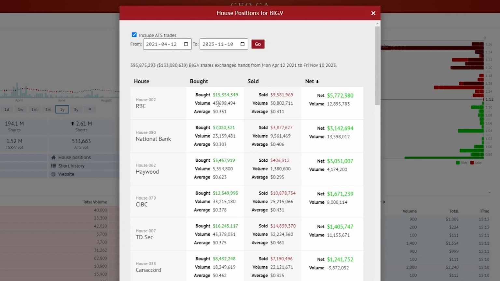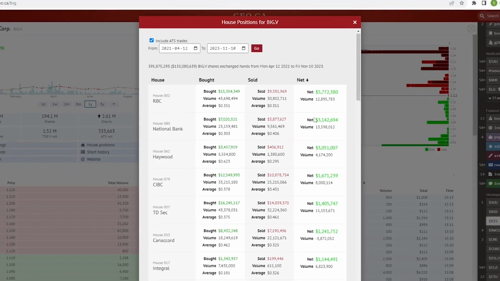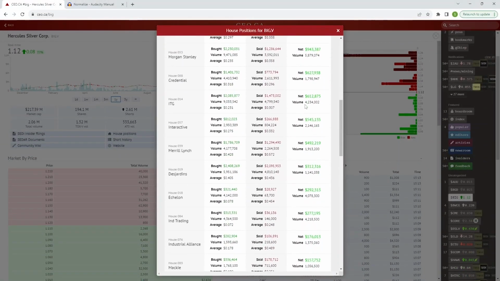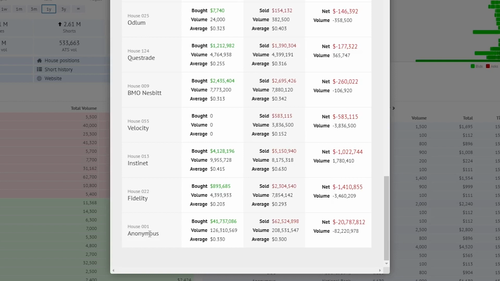They've bought 43 million shares. They've sold 30 million shares. And the average buy price was 35 cents, and the average sell price was 31 cents. And this is the detail you get across all these houses. Anonymous is the house that sold the most shares. So they've sold $62 million worth of shares. They've bought $41 million worth of shares, and that's for a net sold of $20 million.